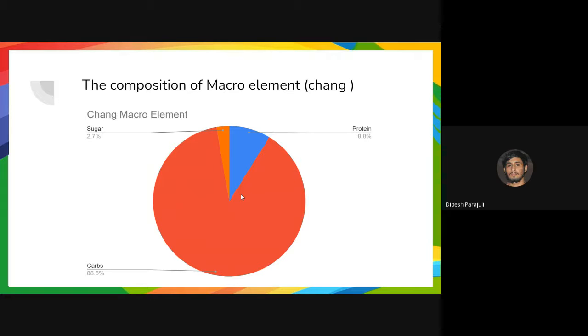And last, talking about the composition of microelements in chang, the carbohydrate has 88.5%, whereas the protein has 8.8%, and the sugar has 2.7%. Thank you.